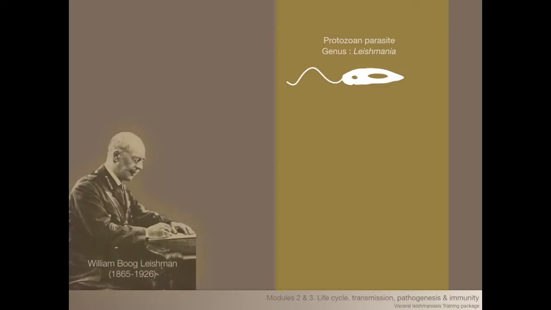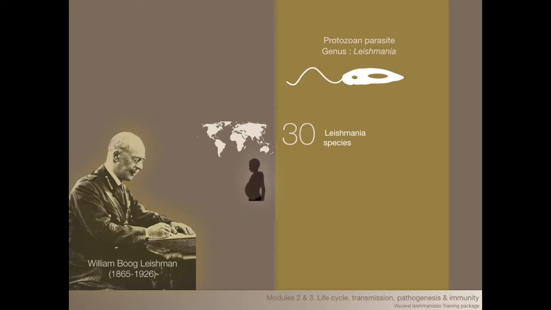This genus was named Leishmania in honor of the Scottish pathologist William Boog Leishman, who first described the protozoa in 1900. We distinguish 30 species of Leishmania worldwide. Visceral leishmaniasis is caused by Leishmania donovani and Leishmania infantum in the Old World. Leishmania infantum occurs mainly around the Mediterranean basin. In East Africa, it is Leishmania donovani that is responsible for visceral leishmaniasis.